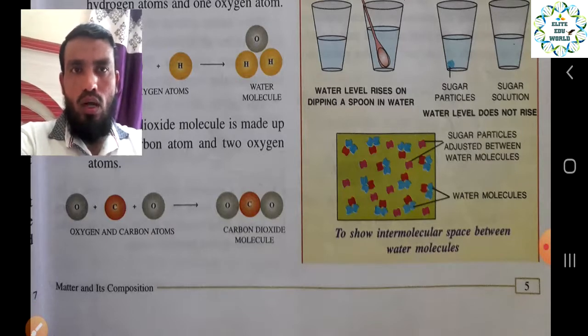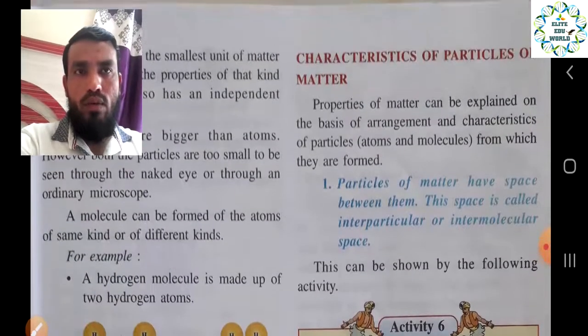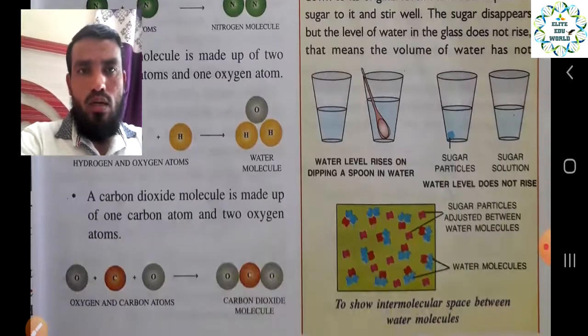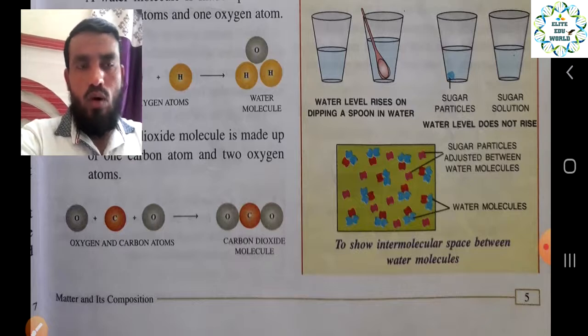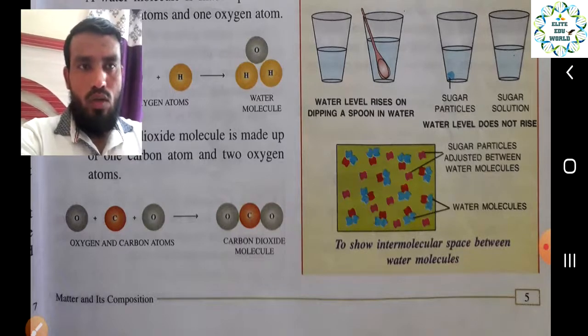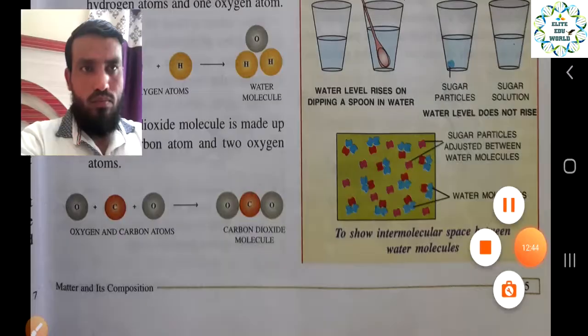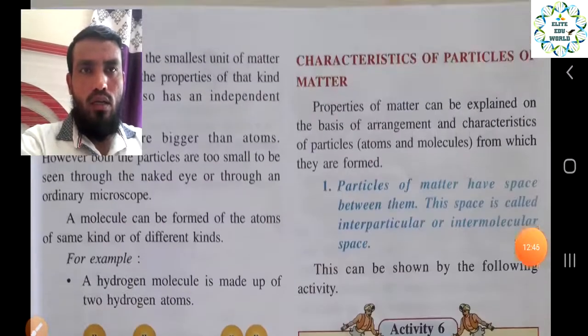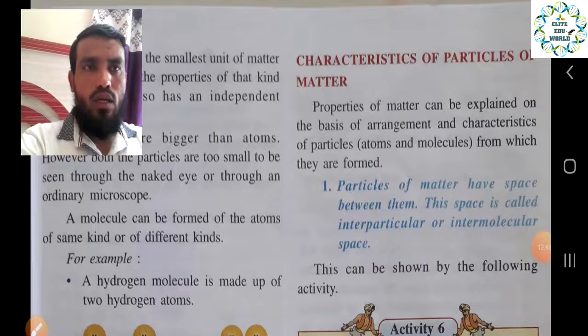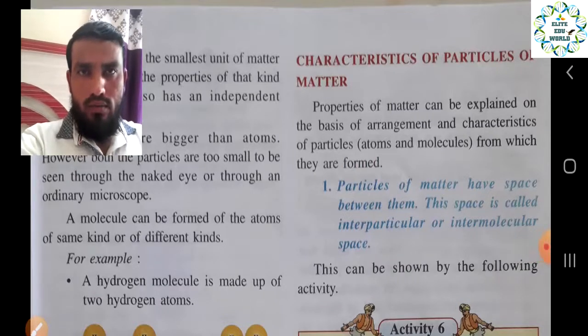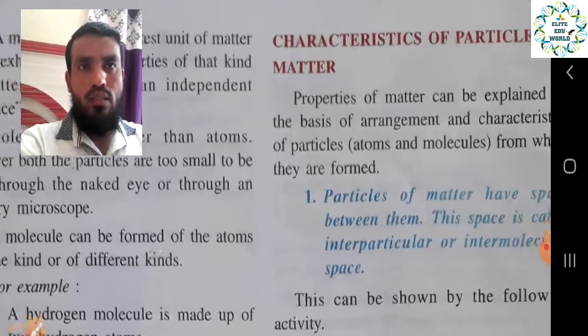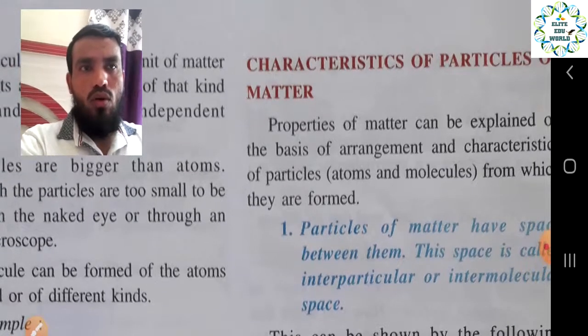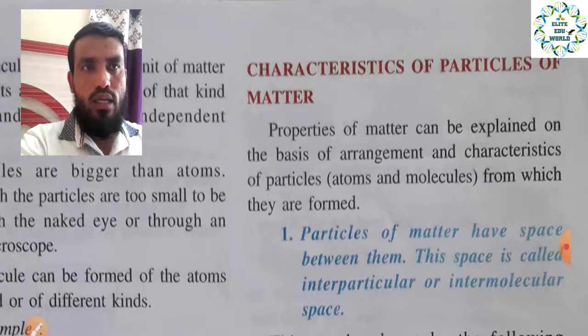Now a number of molecules will join together and make any matter. That is why the molecule is the smallest quantity of any kind of matter. On to the next topic, now we will start the characteristics of particles of matter. Right? What are the characteristics of the particle? The particle is the smallest quantity, so which kind of characteristics are they having?